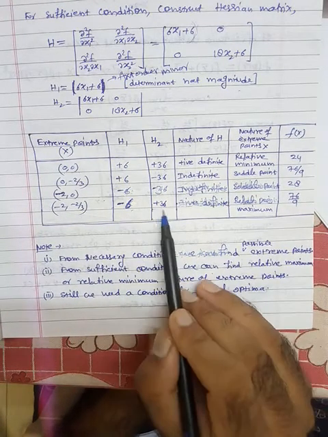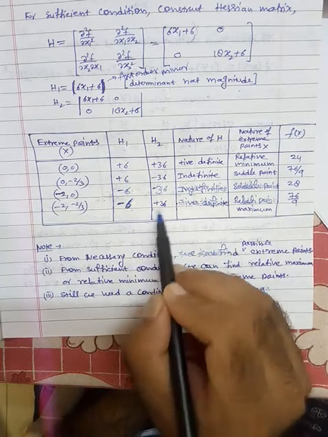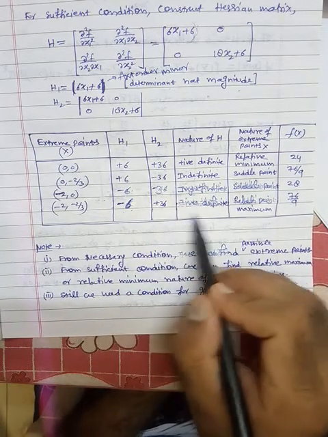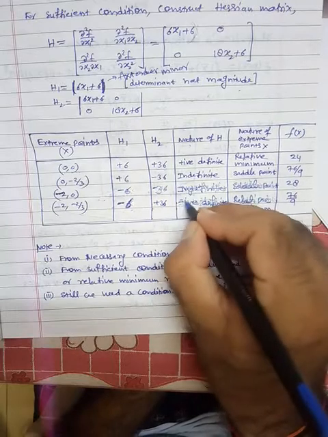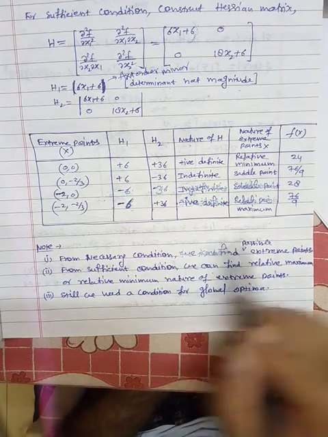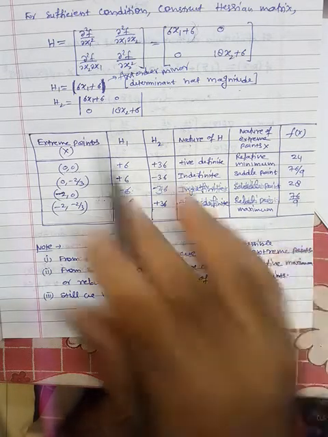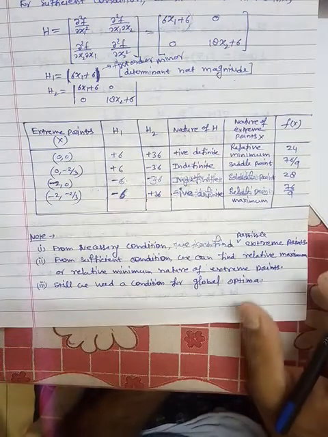Now in the last case, x1 is minus 2, x2 is minus 2 by 3. So here is minus 6 plus 6. Now you can see that this is negative and this is positive. That's why this is negative definite. And so this is relative maxima, and the value is this. So this is all about the definiteness.